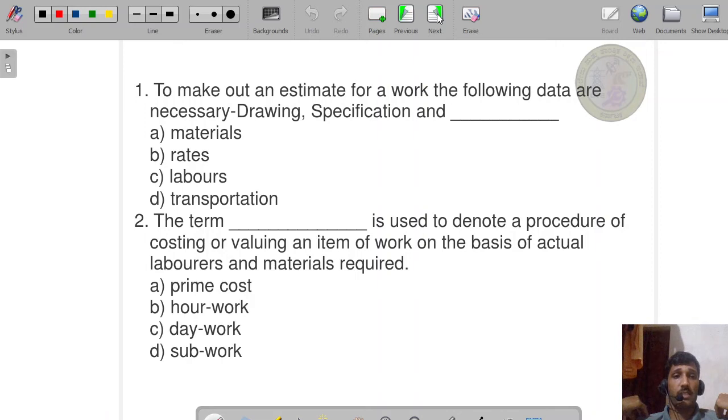First question: to make out an estimate for a work, the following data are necessary: drawing, specification, and dash. There are 4 options. One is materials, another one is rates, third one is labors, fourth one is transportation. I will give 10 seconds, you have to answer. Which is the correct answer?